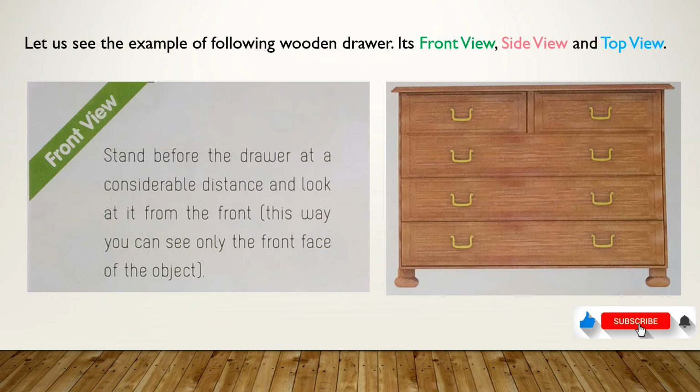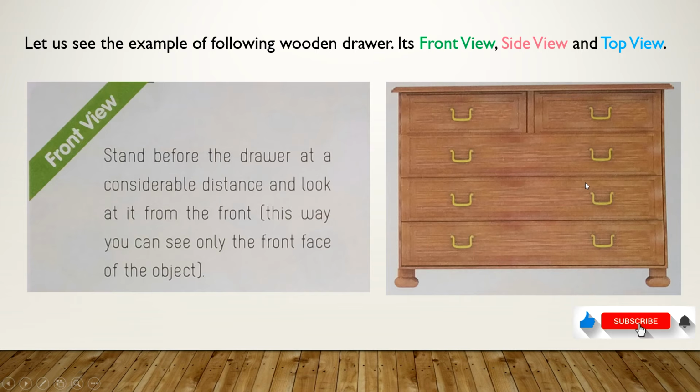Here is one example. Here is a wooden drawer, and we are going to see this wooden drawer from different positions. So the first position is front view. If you stand at the proper distance and look at the drawer from the front, it will look something like this. So we call it a front view.